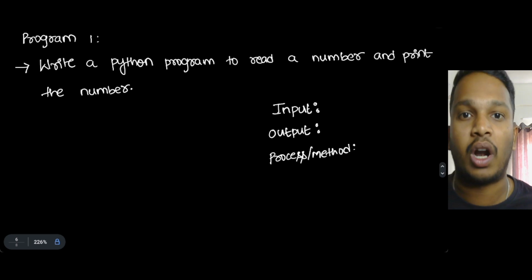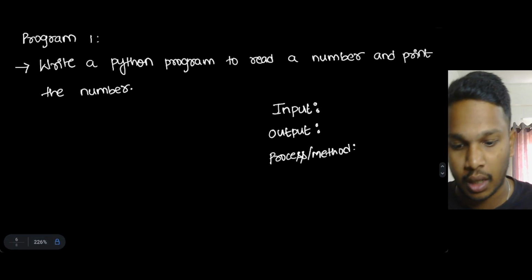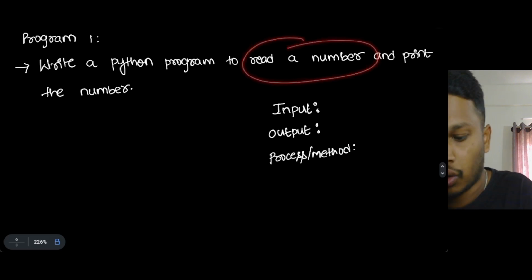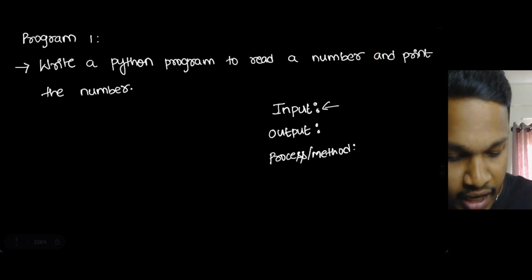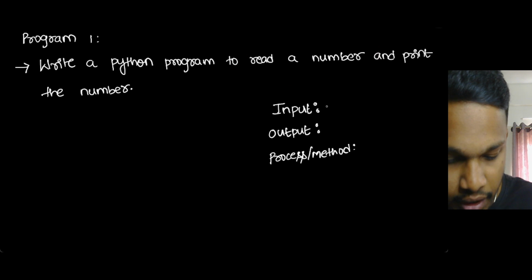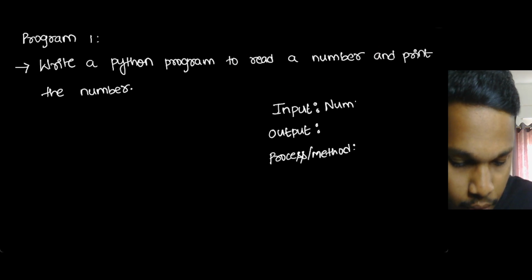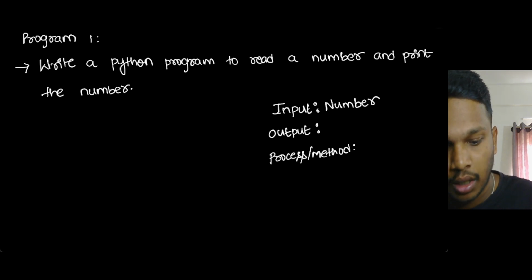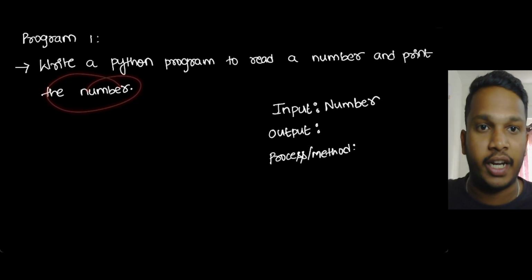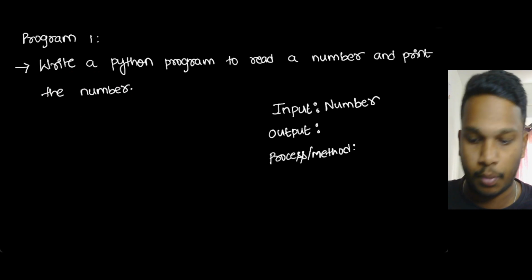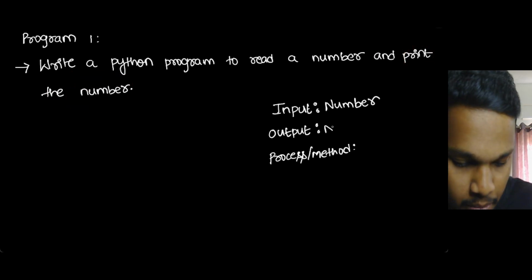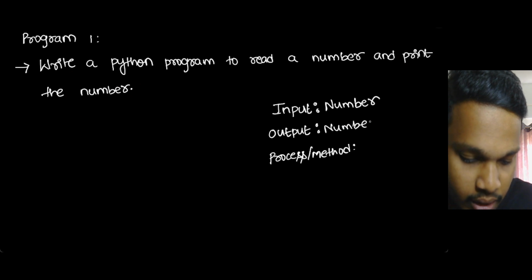First, input. What will we get as input from the user? Read the question carefully: write a Python program to read a number. So we will get a number as an input. And what will we do? Output. What is output? Print. Printing is output, right? Input means reading, printing means output. Print the number. Print that number only, the same number.